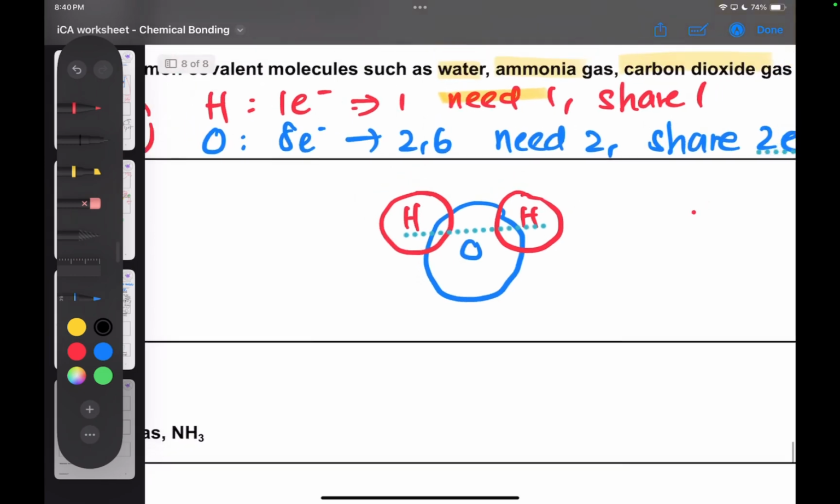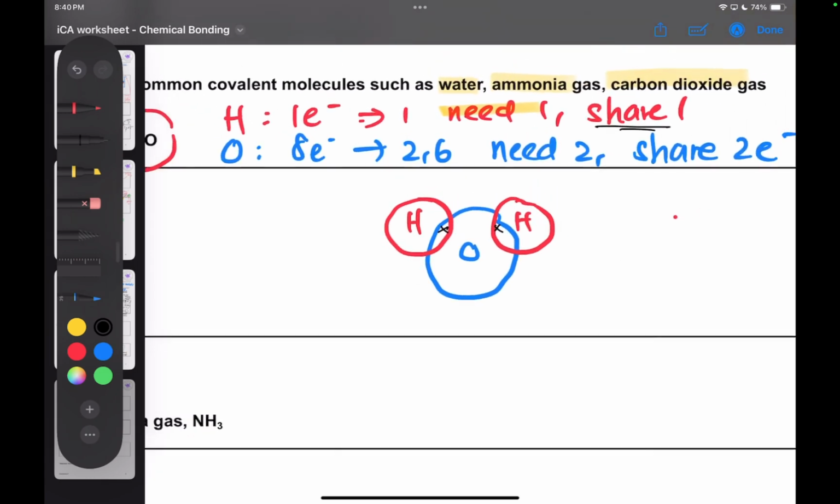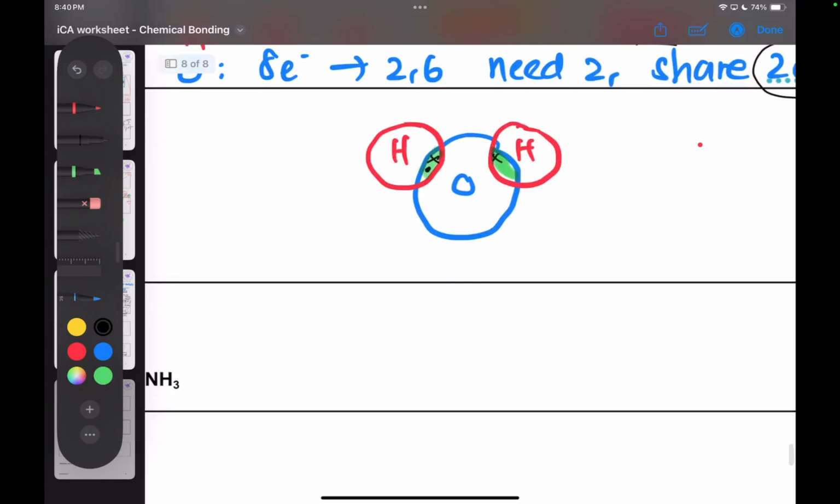Hydrogen, each of them is willing to share its one and only electron. So I'm going to put an X inside. And then for oxygen, I'm going to use a circle. So it's willing to share 2 electrons. Because there are 2 sharing spaces, I'm just going to highlight in green, 2 sharing spaces. Each sharing space will have 1 electron of oxygen.